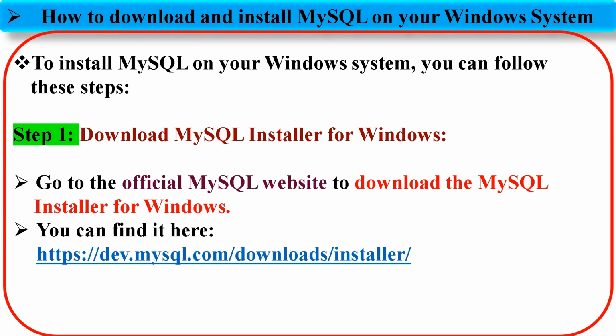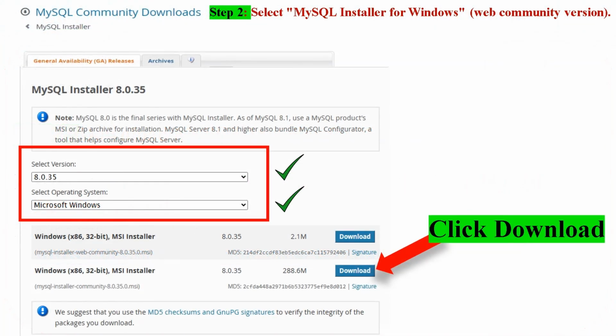Step 1. Download the MySQL installer for Windows. Go to the official MySQL website to download the MySQL installer for Windows. The first step is to open any browser and type the link given here. Kindly check the link which is given in the description box below for easy access. When you open the link, you will directly land on this screen.